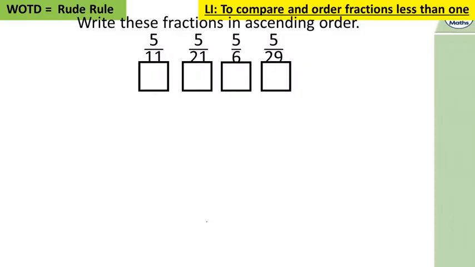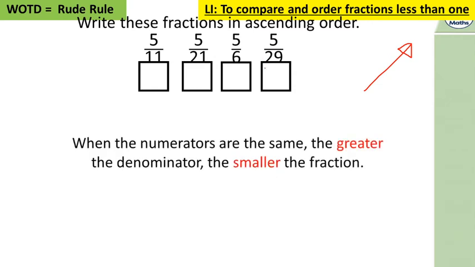Okay, write these fractions in ascending order. Ascending means going up. So smallest to biggest is another way of saying ascending order. Notice that all the numerators are the same. And the bigger the number on the bottom, the smaller the fraction is. Just a reminder, when the numerators are the same, the greater the denominator, which is the number on the bottom, the smaller the fraction.